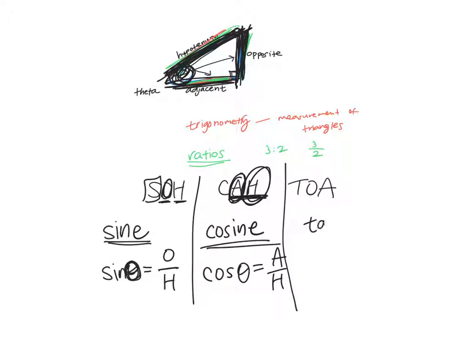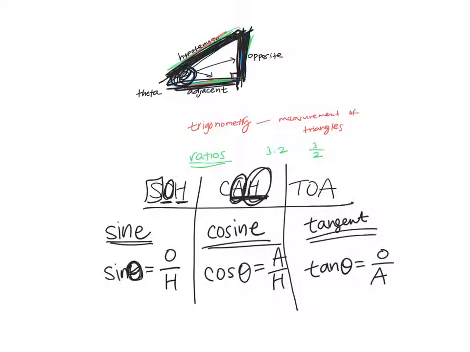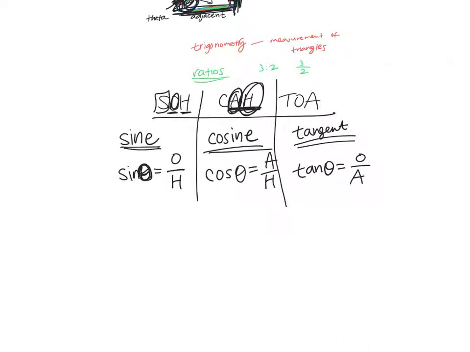I hope you remember T is for tangent. So tangent theta equals opposite over adjacent. So SOH CAH TOA. And remember, we can also flip them over, so we can have their reciprocals.